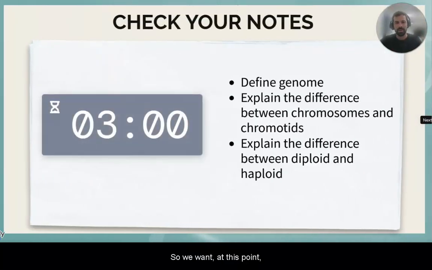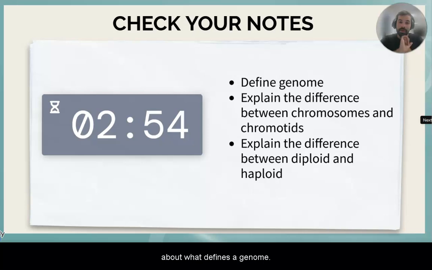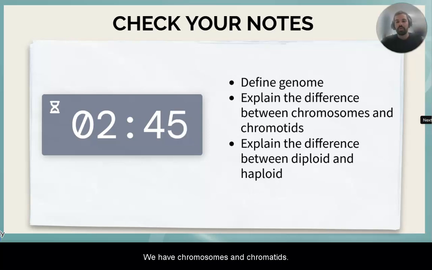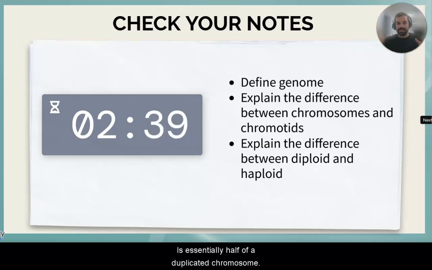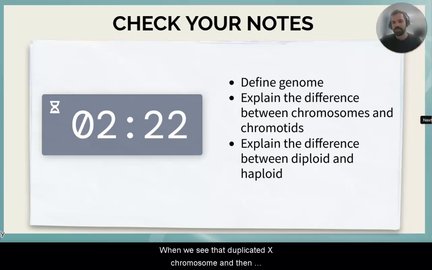Anyway, at this point, checking in, we should have some notes about what defines a genome. Remember, it's that full set of genes that an organism or its cells have. We have chromosomes and chromatids. A chromatid is essentially half of a duplicated chromosome. So that's to say, a chromatid is a chromosome itself that has been attached to one of its copies, when we see that duplicated X chromosome. And then remember the difference between diploid and haploid.